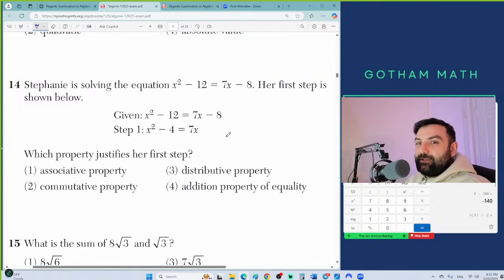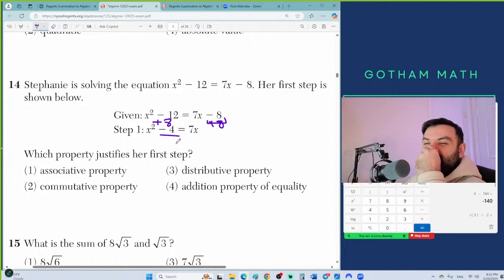Number 14. Stephanie is solving the equation x squared minus 12 equals 7x minus 8. Her first step is shown below. So what is her first step? Okay, so it was a -8 here. Now there is none. She added it to the right side like this. She did +8 +8, and that's why she got -4, because -12 + 8 is -4.